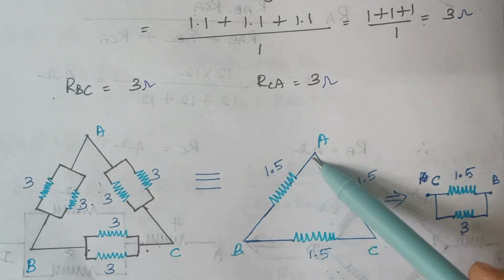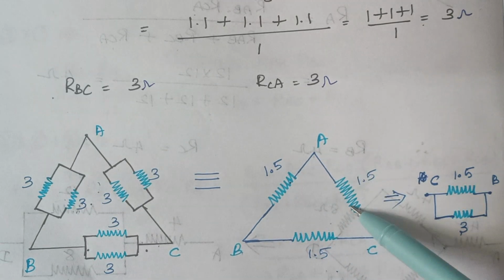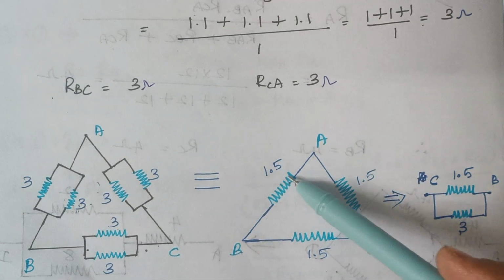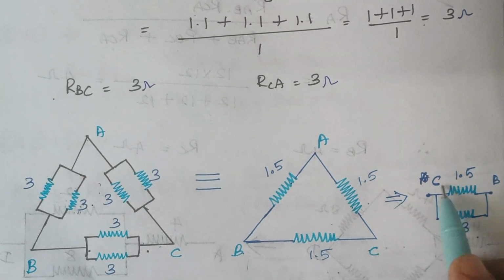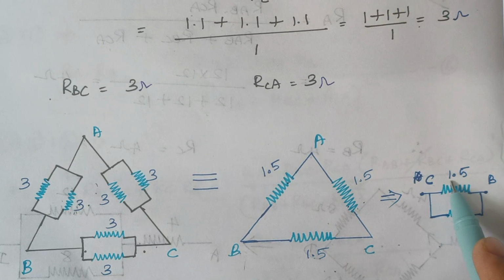So now reduce these resistors. Again these two resistors are in series. So 1.5 plus 1.5 gives you a value of 3. Between B and C, I am having a 1.5 ohm here.